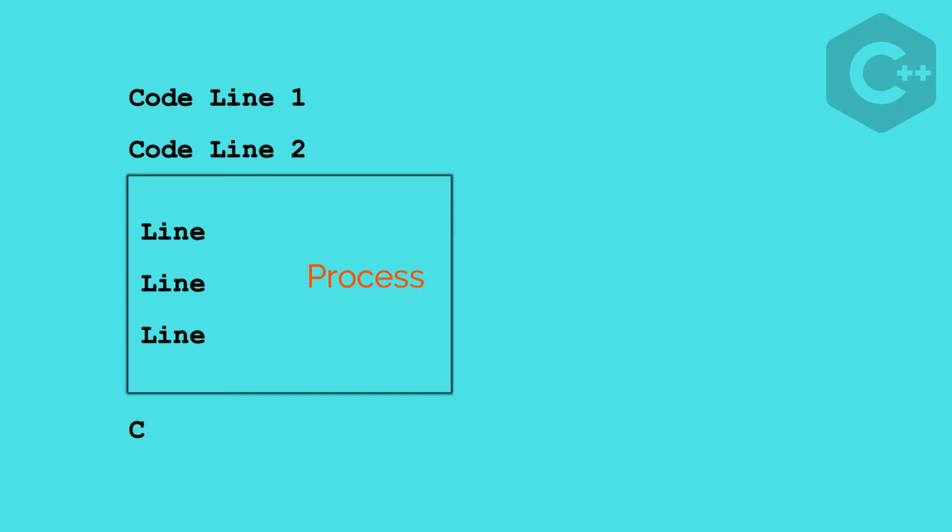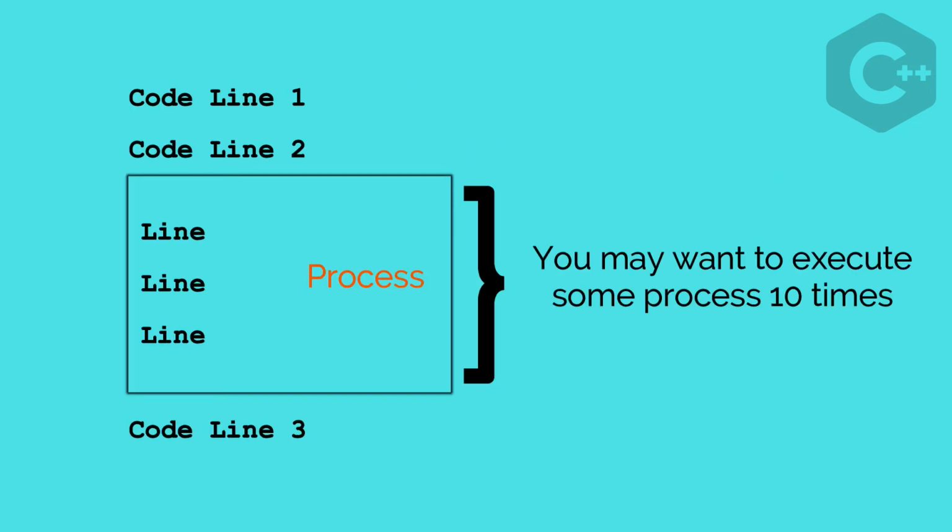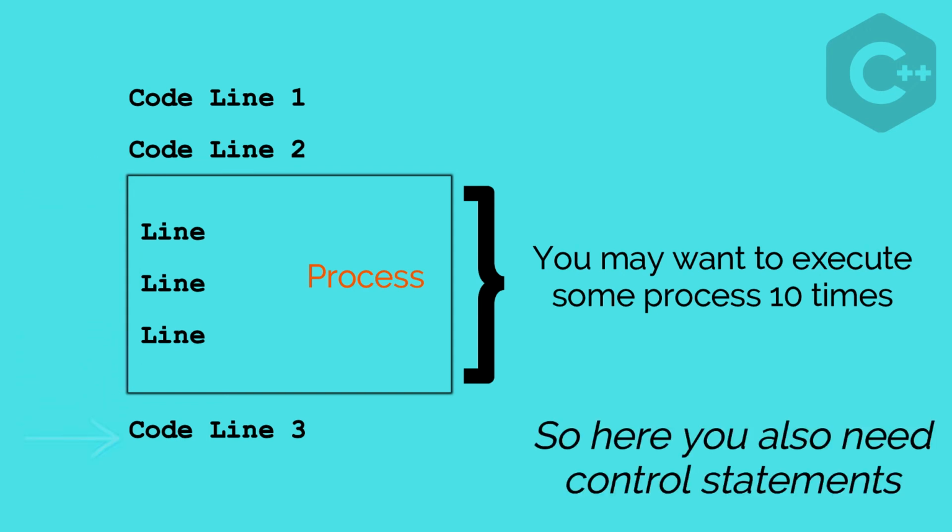For example, you may want to execute some process 10 times. Now here, the program flow will go line by line, but when it comes to the process, it should repeat the same 10 times, and then it should move to line 3. So here also you need control statements.